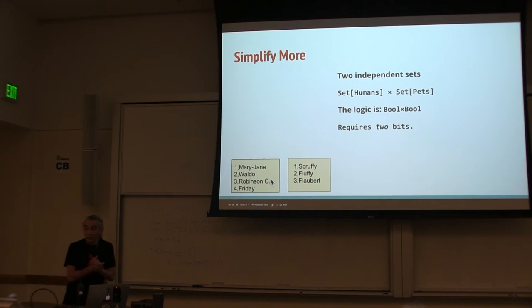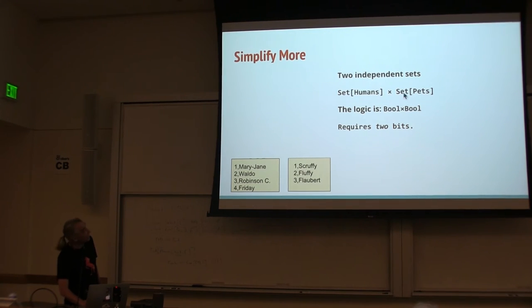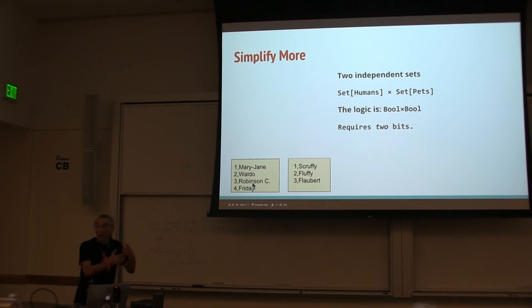So what would be the logic for that? Each component is a set, right? So we have a set of humans cross Cartesian product, or like a pair, a set of humans and a set of pets. So the logic consists of two Booleans, right? A Boolean here, whether our representative is good or not, and a Boolean here, whether our pet is good or not. Describing all these combinations requires just two bits. So two bits meaning we have 0, 0 representing false, and 1, 1 representing truth.